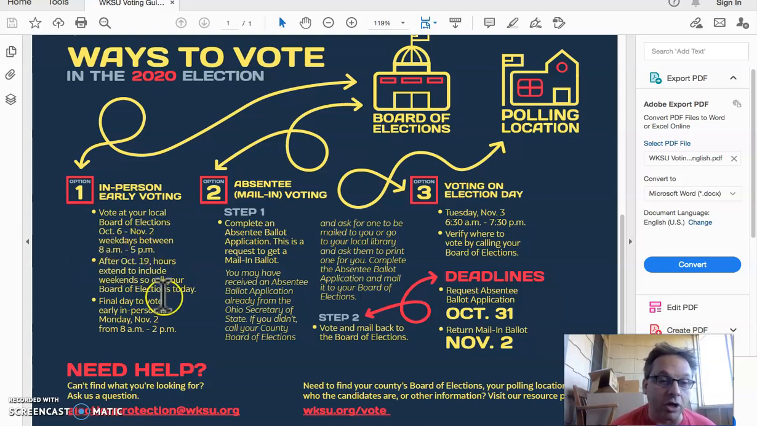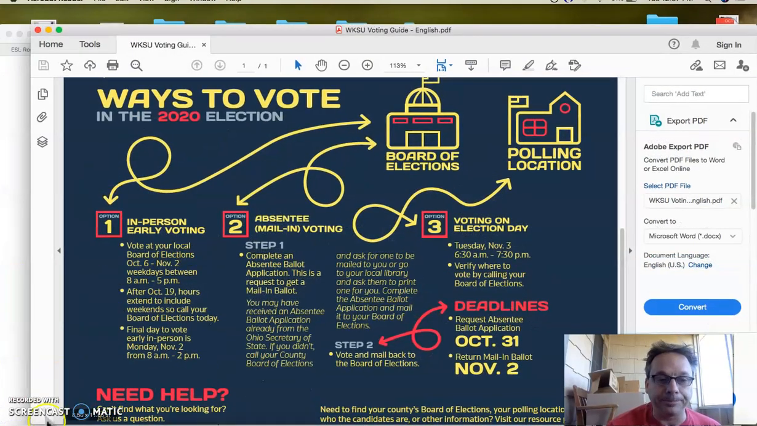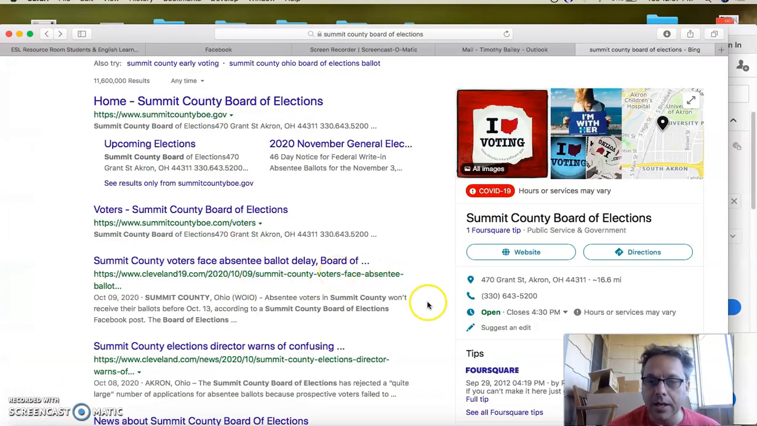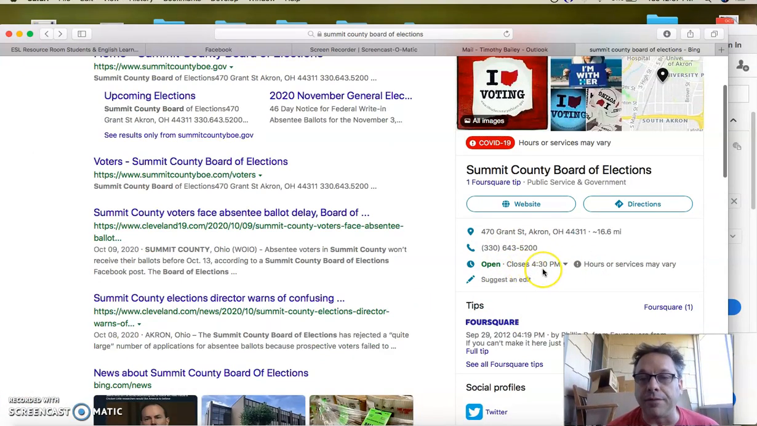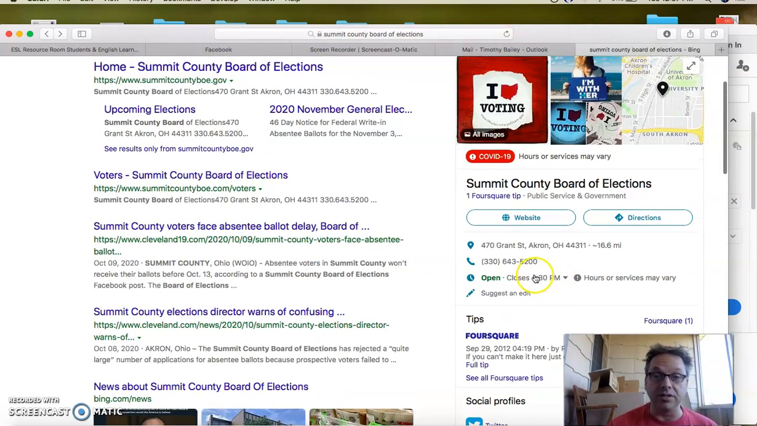After the 19th of October, the hours get longer. That means extended to also include weekends. So again, call your Board of Elections to double check. Because on this flyer it says that you can vote 8 to 5, but if you noticed on the website here, it says that they close at 4:30. So it's hard to tell which one is true. It could be that the office closes at 4:30, but the voting stays open another half hour.